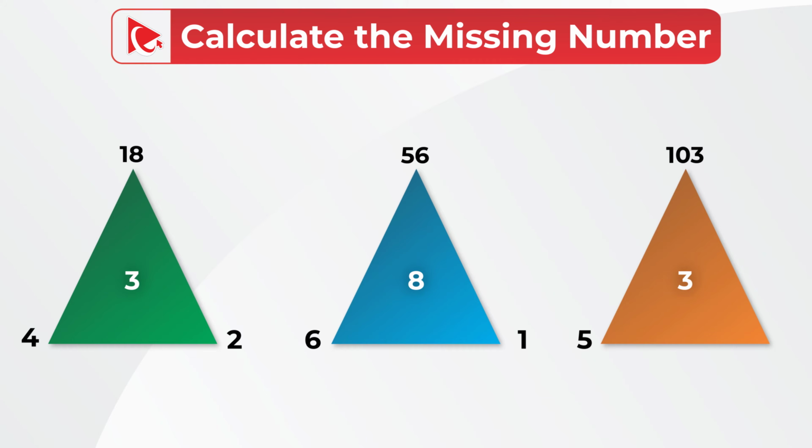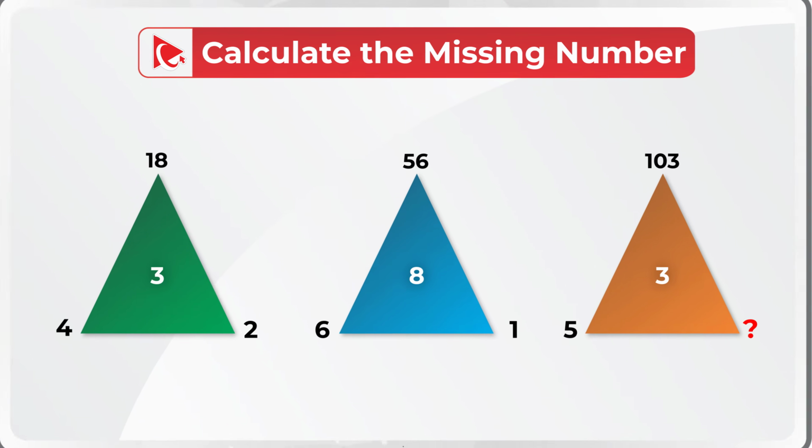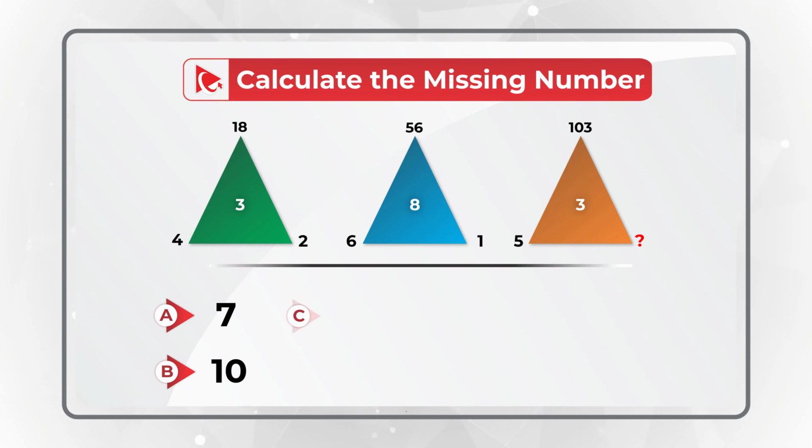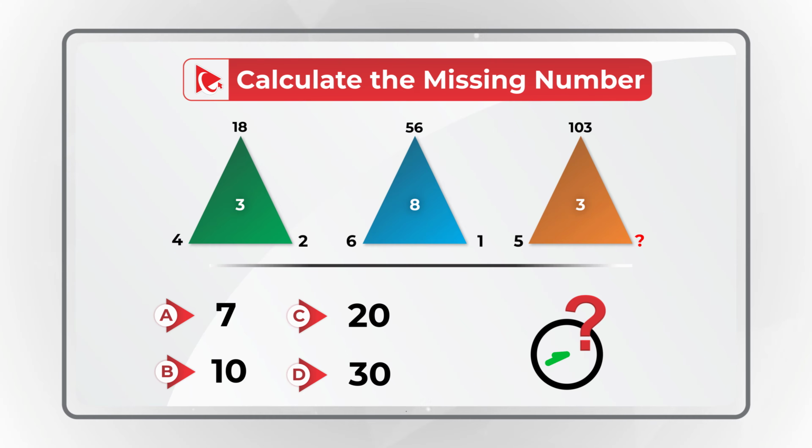In the upper right corner of the third triangle, you have a missing number, which you need to calculate out of 4 different choices. Choice A, 7, choice B, 10, choice C, 20, and choice D, 30. Do you see the answer?